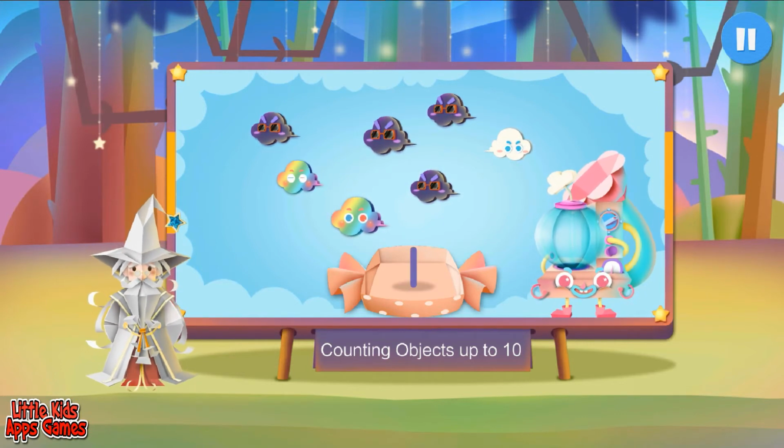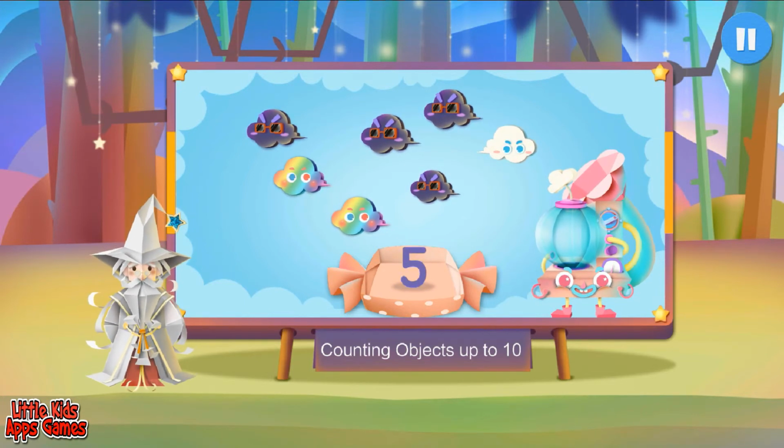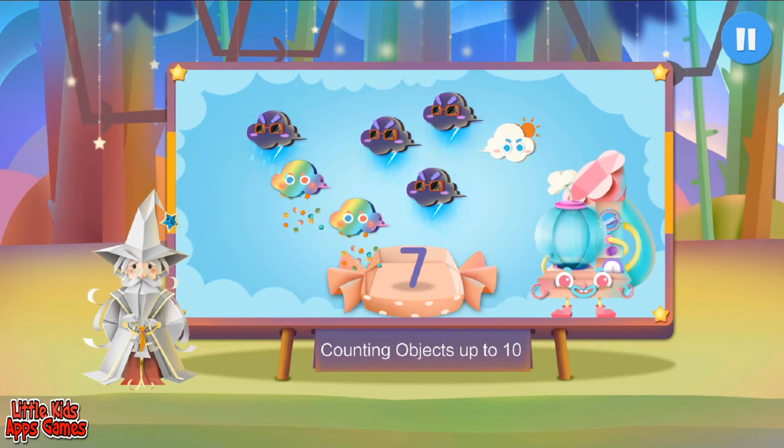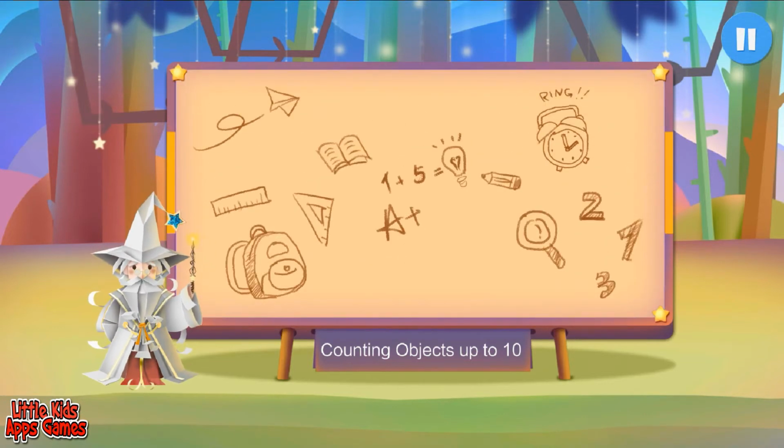One, 2, 3, 4, 5, 6, 7. So, there are 7 clouds. Great! Now we know about counting objects. Do you think you've got it?